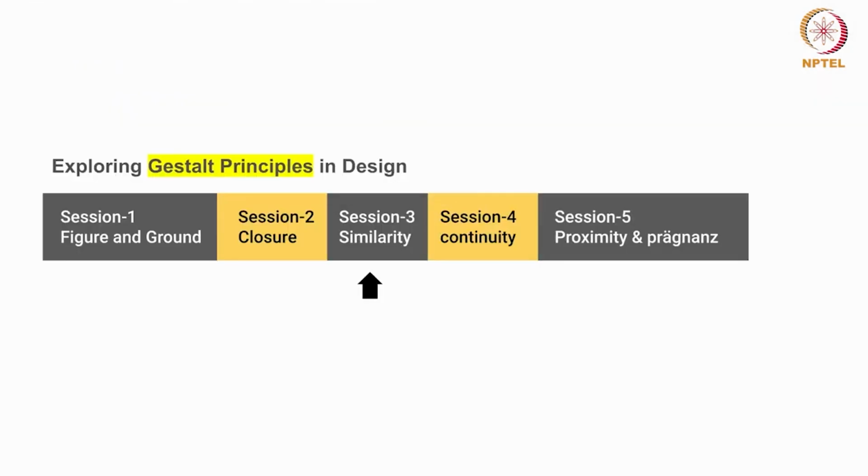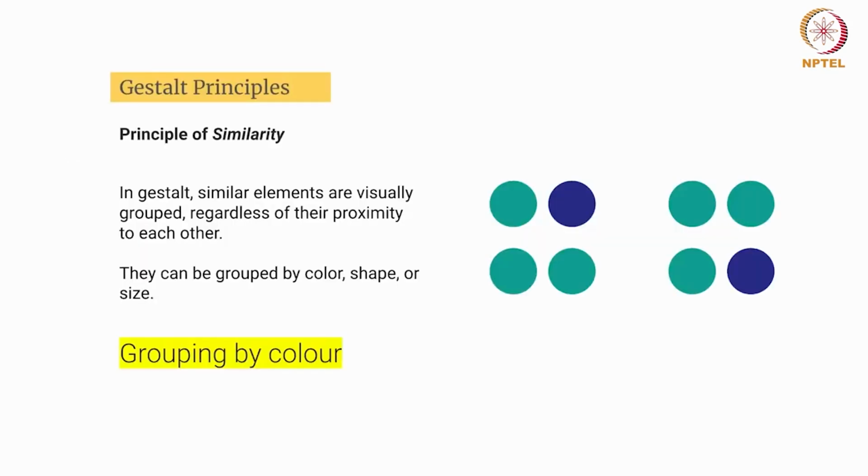So today in Session 3, we'll try to understand what the Gestalt principle of similarity is. So let's go through that. If you see this slide, in the principle of similarity, similar elements are visually grouped regardless of their proximity to each other. So they can be grouped by color, shape, or size.